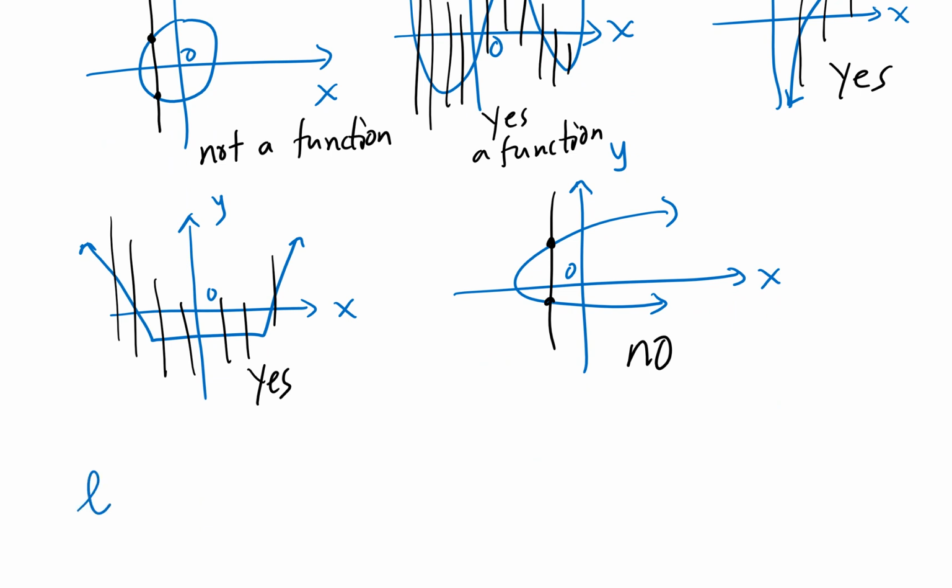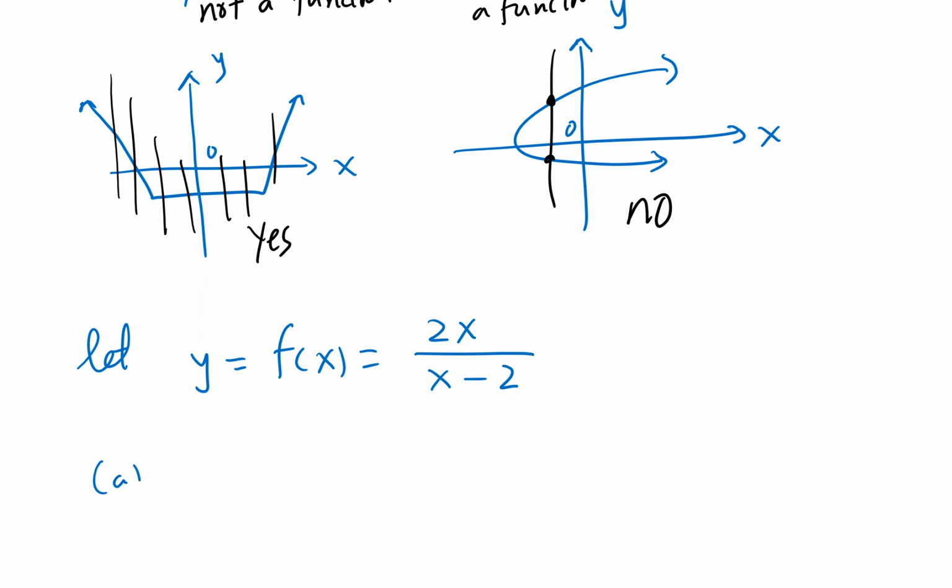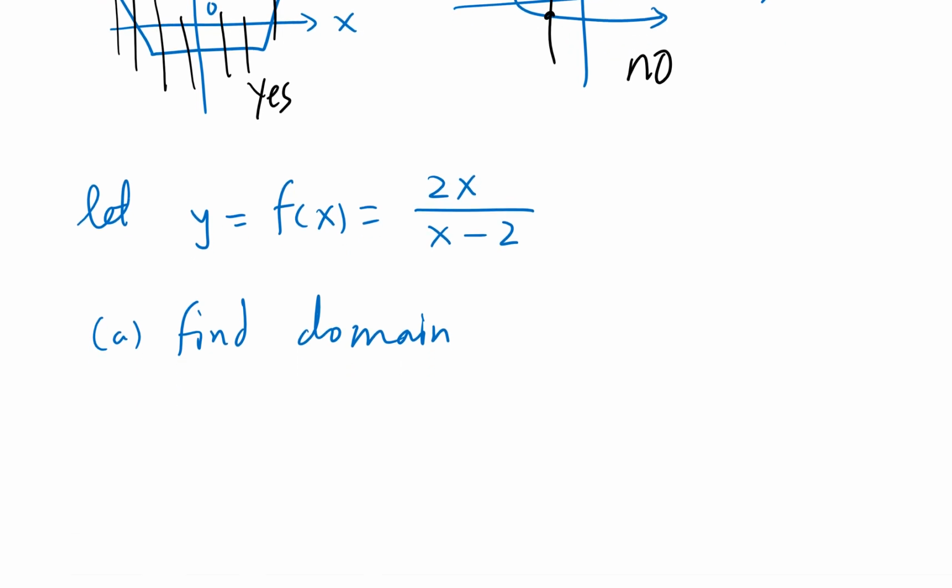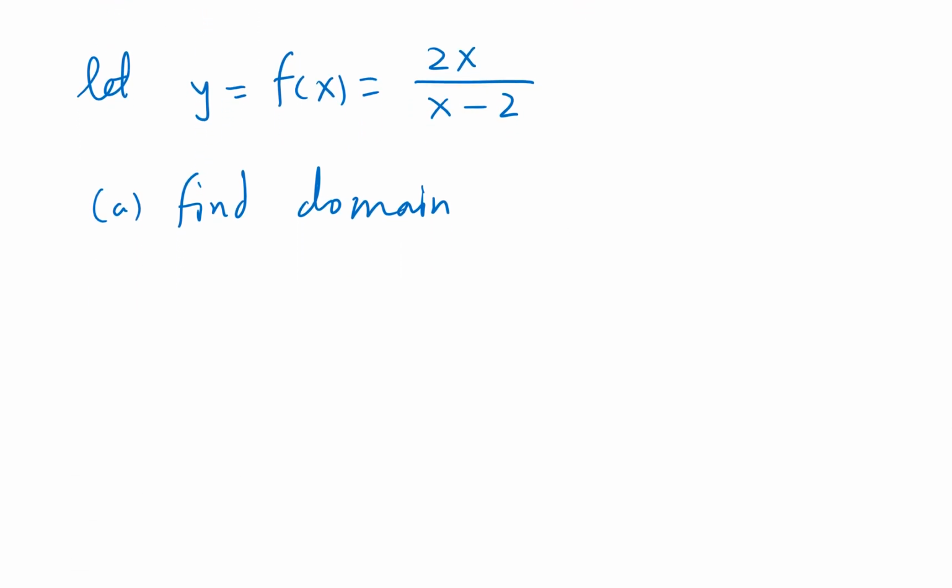Next, let y equals f of x. Take an example of a function like that. As we did in the previous section, let's try to find the domain first. Domain for this function. Since it's a rational function, meaning something over something, the denominator cannot be 0, so x cannot be 2. So the domain is all real numbers except 2.